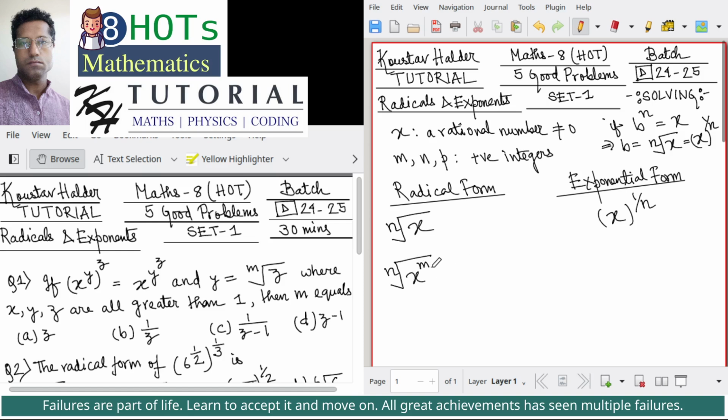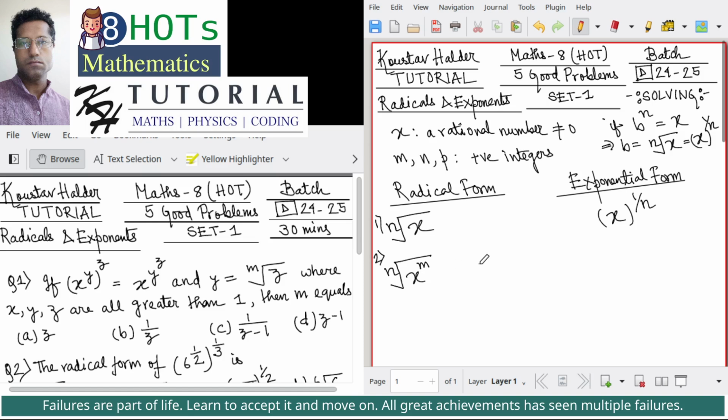Here m may not be, I have already written that m and p are positive integers, but in this radical form where we have the nth root of x to the power m, m may not be an integer, it can be a rational number, but n, the root, in radical form will always be a positive integer. So let's say this was 1, this is 2. So the second form, radical form, is the nth root of x to the power m.